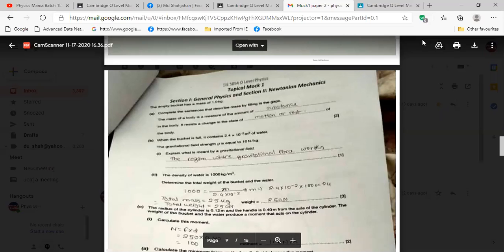The gravitational field strength. Explain what is meant by gravitational field. The reason why gravitational force works. Okay.